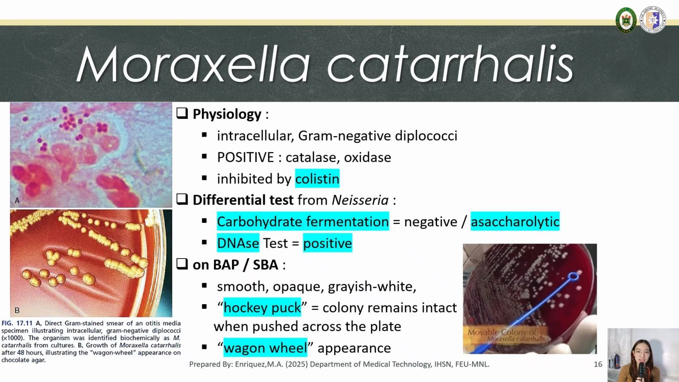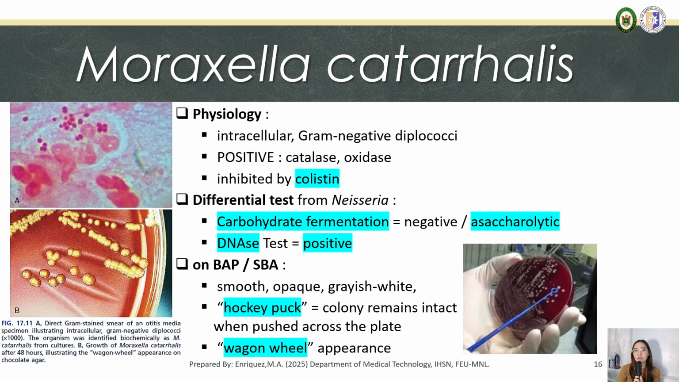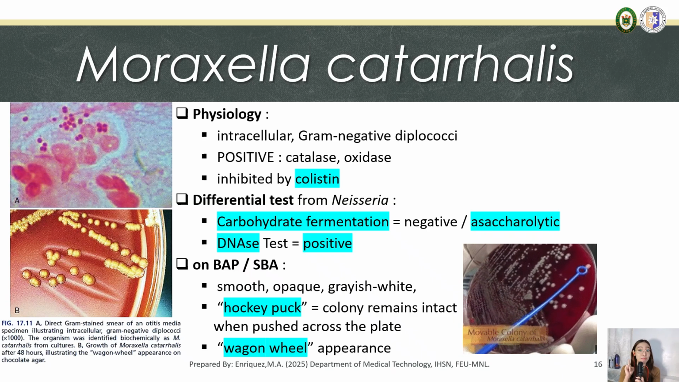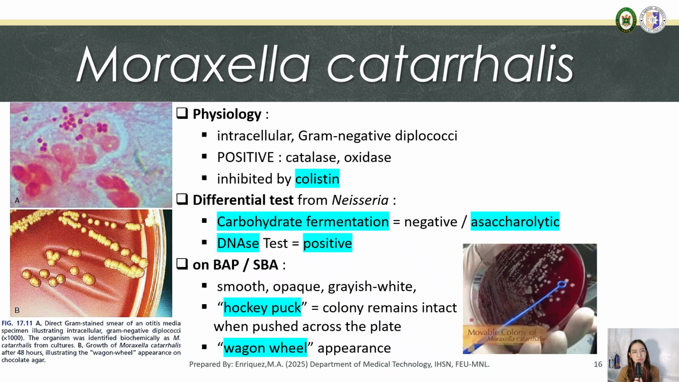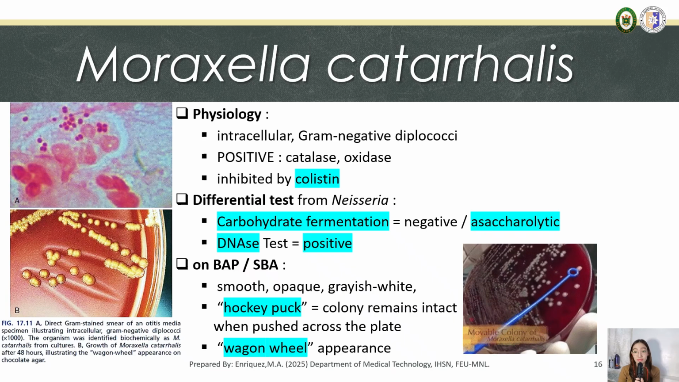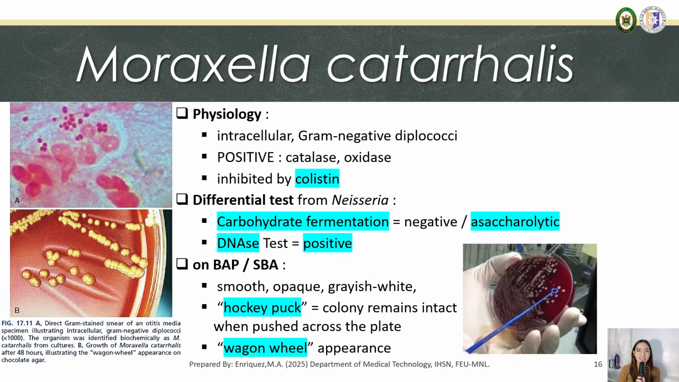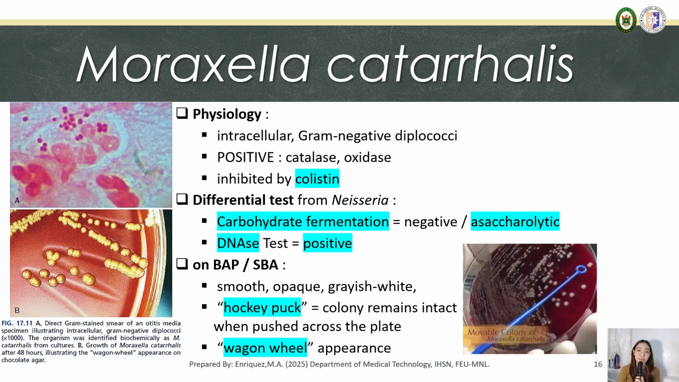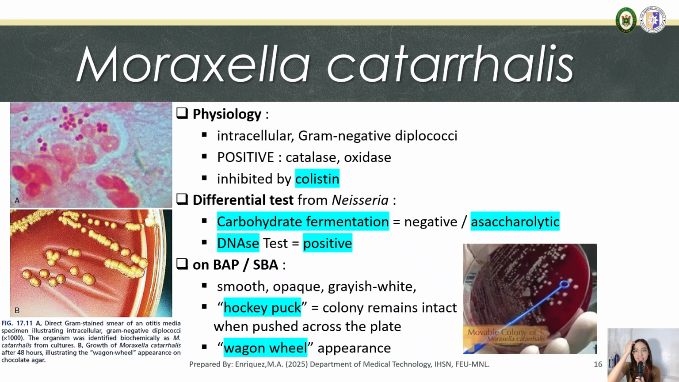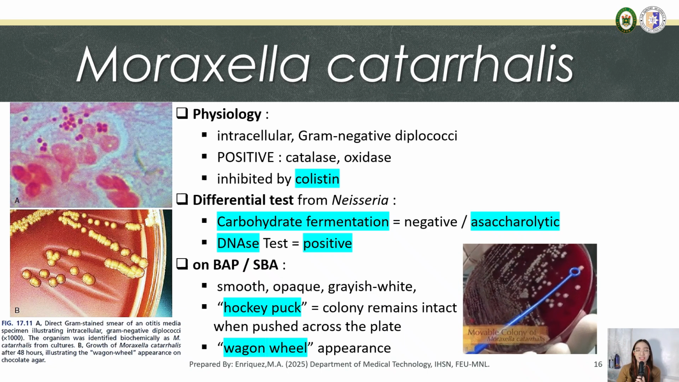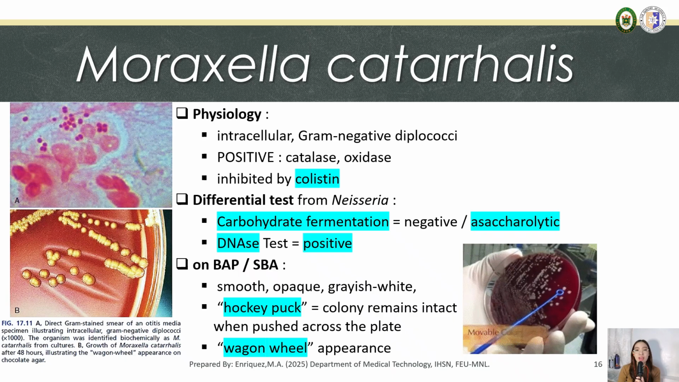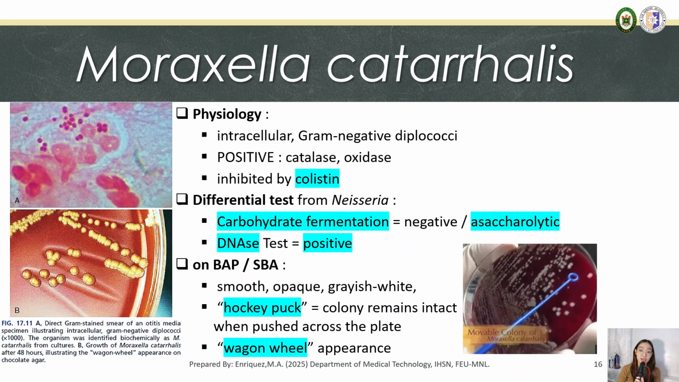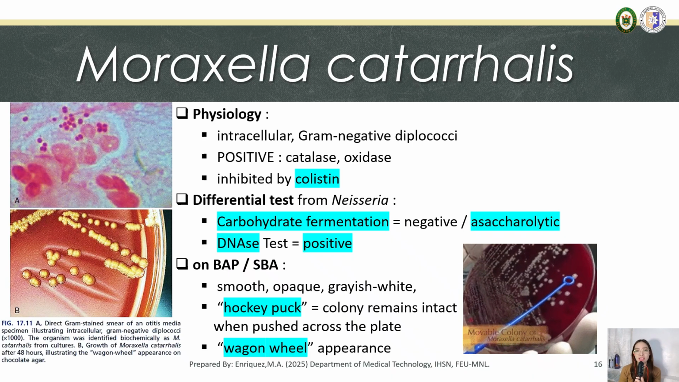Glucose and maltose. All right, so Neisseria meningitidis ferments glucose and maltose. Now keep in mind, which carbohydrate does Moraxella catarrhalis ferment? Wala, none, 'di ba? Because again, Moraxella catarrhalis is asaccharolytic. Another difference is in the DNase test. Ang Moraxella catarrhalis po ay DNase positive, but Neisseria species are DNase negative.